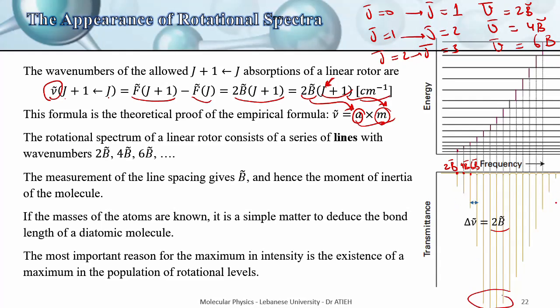The intensity of the line is not the same everywhere. They are not equal. So a higher intensity is related to a higher population of rotational levels. So it means that there is a higher number of molecules occupying these energy levels. This is one of the causes of this high intensity in this region.